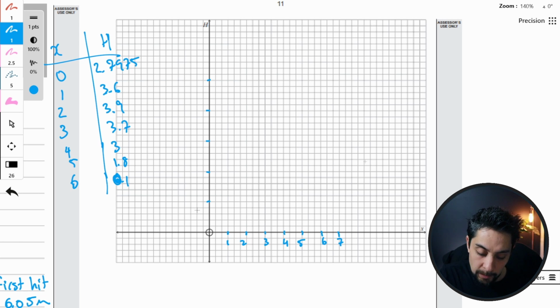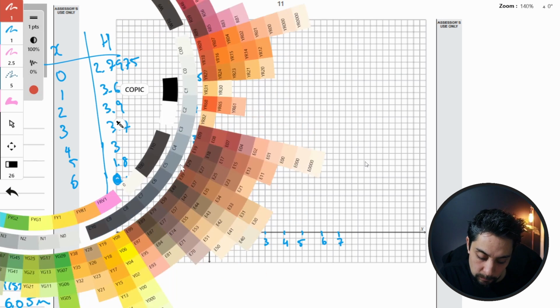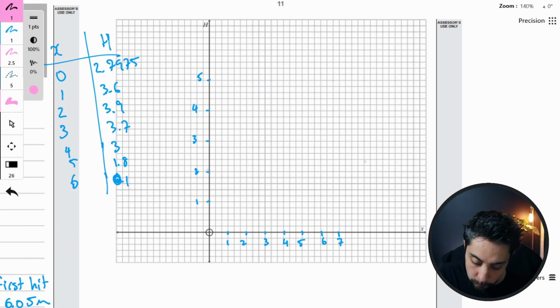Okay, so at 0, we've got 2.8. This will be 1, 2, 3, 4, and 5. Let's just switch color, go back to our pink. 2.8 is right there. Next one is 3.6 at 1. Next one is 3.9 at 2. 3.9 is here. Then we've got 3.7 at 3.